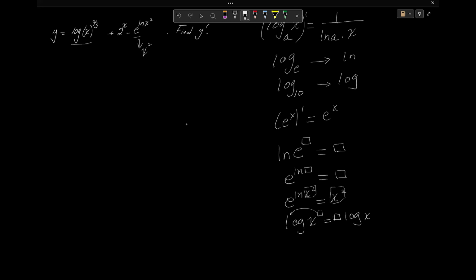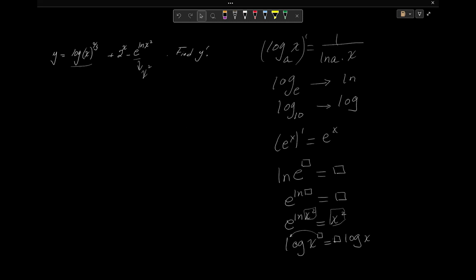So in this case, the 2/3 can come in the front. And now I will have a form like this, which I can take the derivative of. So now that we looked at it, analyzed it a little bit, and put it in a form that we can work with, let's go ahead and write it out.